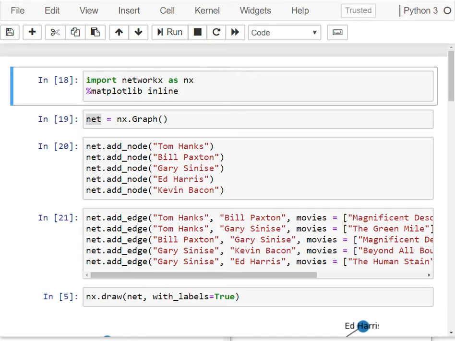In this video, we'll talk about two aspects of structure. We will talk about the structure of the network overall, as well as the individual positions of different nodes within the network structure. We're going to use the Apollo movie network as an example.